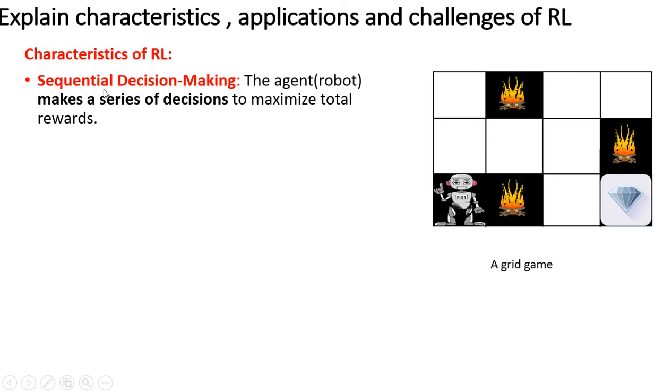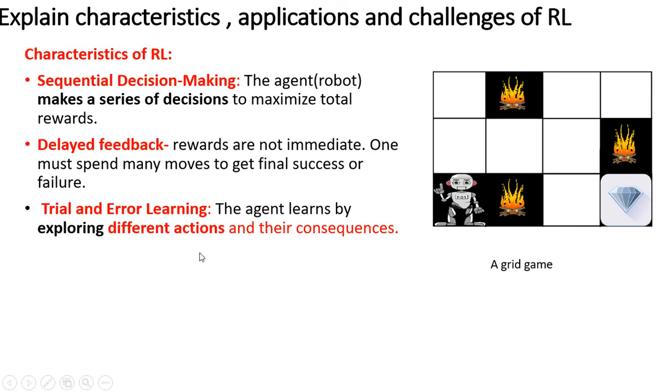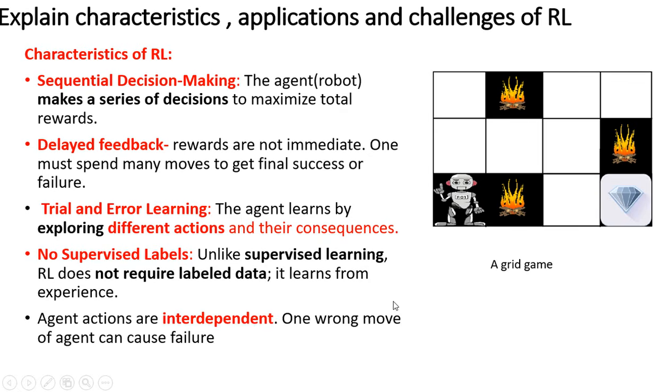Now coming to the characteristics of reinforcement learning. The first characteristic is that reinforcement learning is a sequential decision making algorithm. The agent will make a series of decisions in order to maximize the total rewards. And as I said, you have delayed feedback. The rewards are not immediate, so one must make some moves in order to get final success or failure. Trial and error learning, right? The agent learns by exploring different actions and their consequences. And you don't have any supervised labels. Unlike in supervised learning, here we don't have any labeled data. You have to learn from experience. And the actions of the agent are all interdependent, so one wrong move may cause a failure.